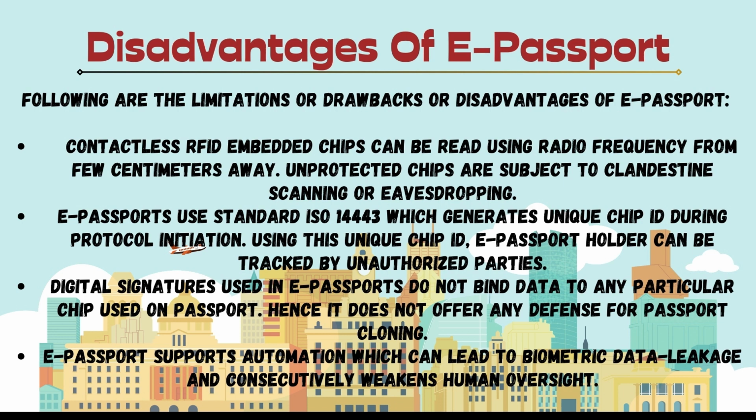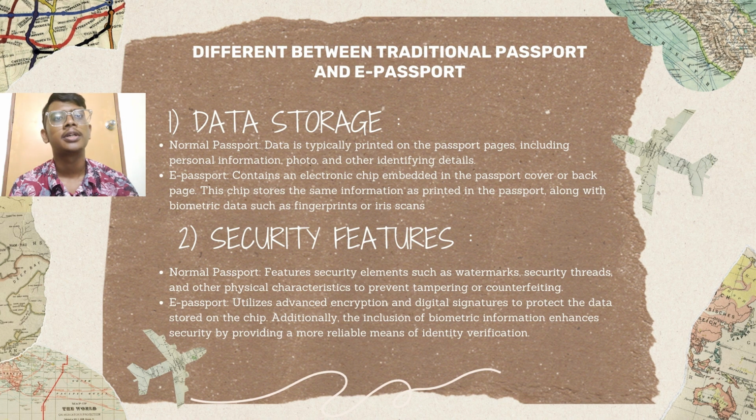Lastly, e-passport supports automation, which can lead to biometric data leakage, which is very dangerous for citizens and consequently weakens the human oversight. A traditional or normal passport and an e-passport, also known as a biometric passport, have several differences, primarily in their technology features and security enhancement.